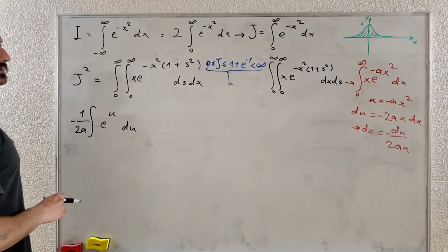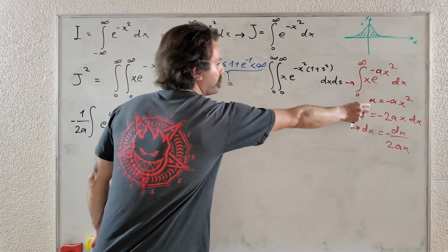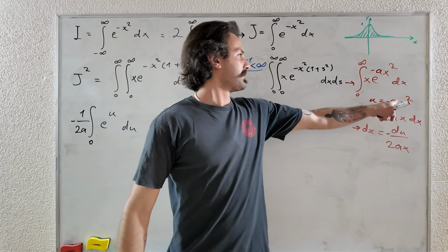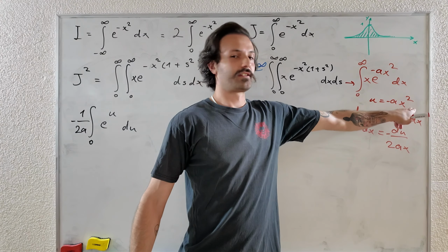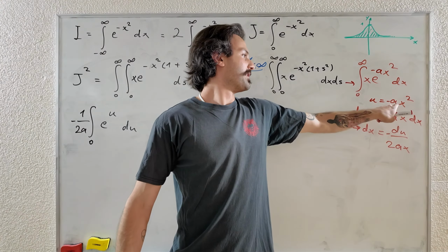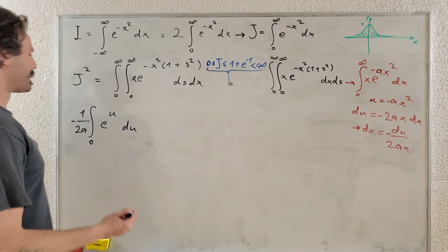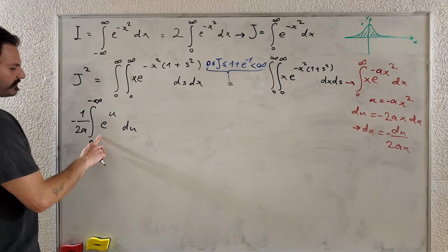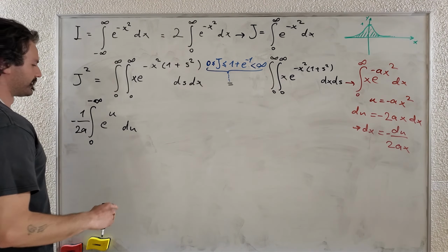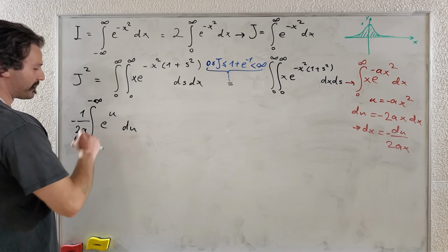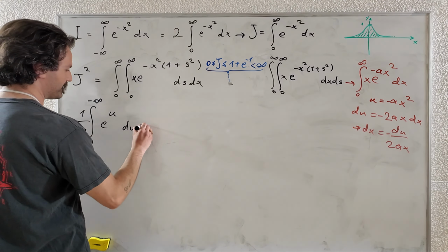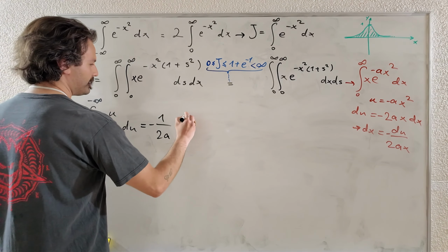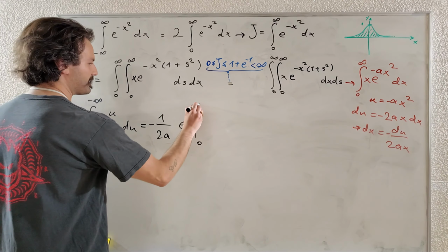And the bounds are going to be: if x equals 0, then the lower bound is also going to be 0. And if x equals infinity, then infinity squared gives us just infinity, but we have to multiply it with a minus, so we get minus infinity. And this is now an easy integral to calculate. We know that the antiderivative of e to the power of u is just e to the power of u. So let's calculate it. We have 1 over 2a times e to the power of u evaluated between 0 and minus infinity.